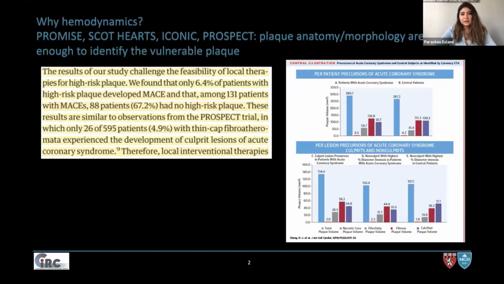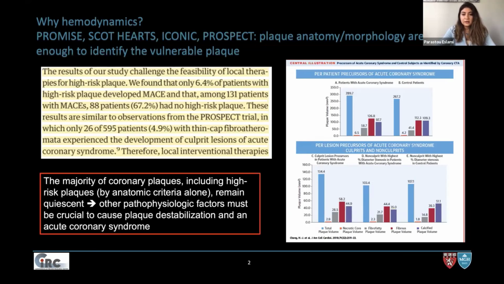Okay, why do we need hemodynamics? We just listened to Dr. Kolossváry looking at plaque structure and showing us that plaque anatomy is not enough. In fact, we know that from large trials such as PROMISE, SCOT-HEART, ICONIC, PROSPECT, plaque anatomy and morphology are not enough to identify the vulnerable plaque.